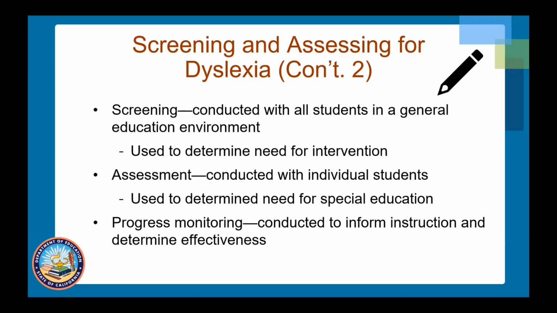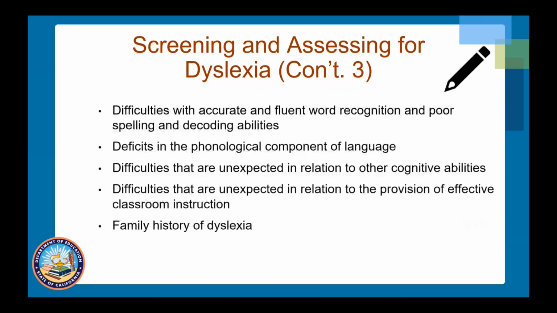Screening refers to evaluations conducted with all students in a grade level or school to help determine which students may need additional support. Assessment refers to a testing process conducted with individual students to determine the need for special education, and progress monitoring is used to inform instruction and to determine its effectiveness.